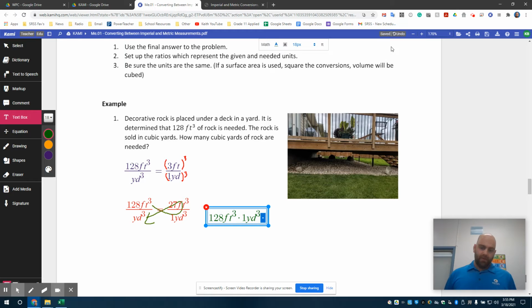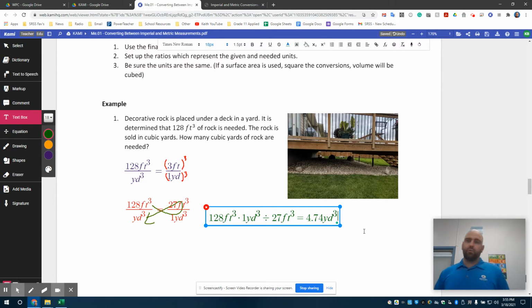Multiply. Then we divide by 27 cubic feet. And this is going to give us a total of 4.74 yards cubed. Okay, 4.74 yards cubed.